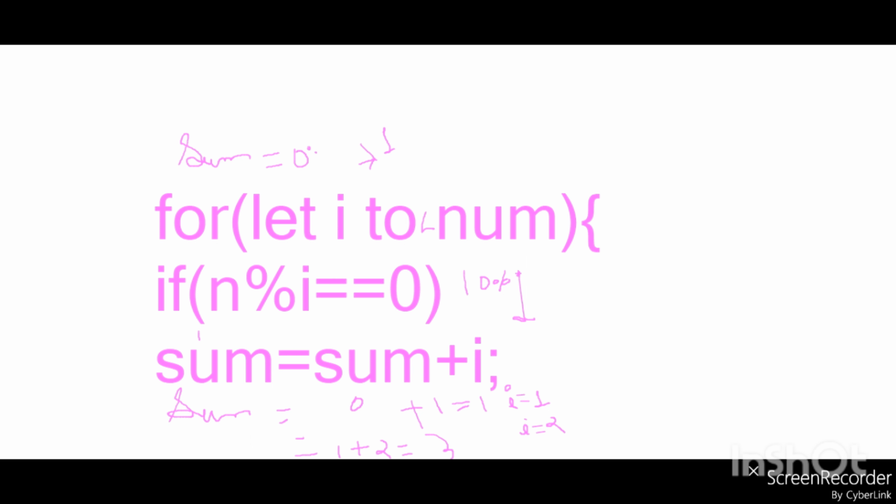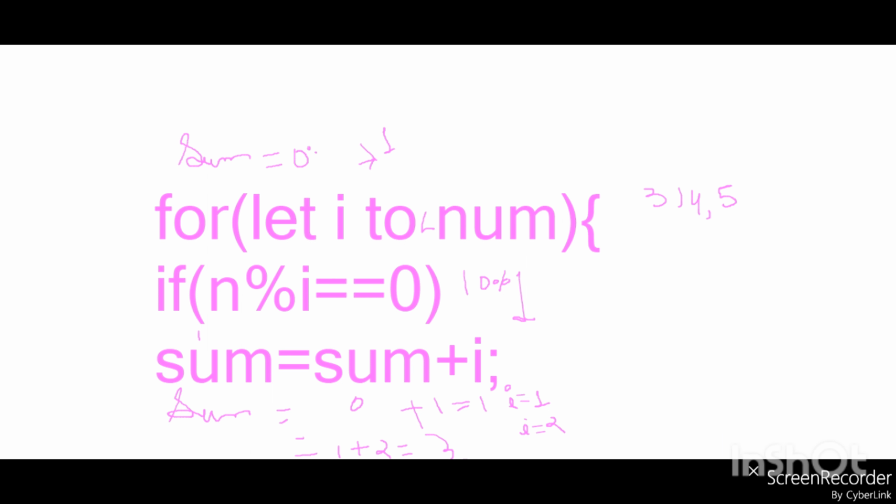Again the loop is going to be incremented by 1, and the value is going to be changed to 3. So if we take 10 modulus 3, it is giving some remainder. Again we take 4, it is giving some remainder. Again we take 5, now it is equal to 0. Again the sum value is 3, now 3 is added with 5, and it is going to be 8 here.